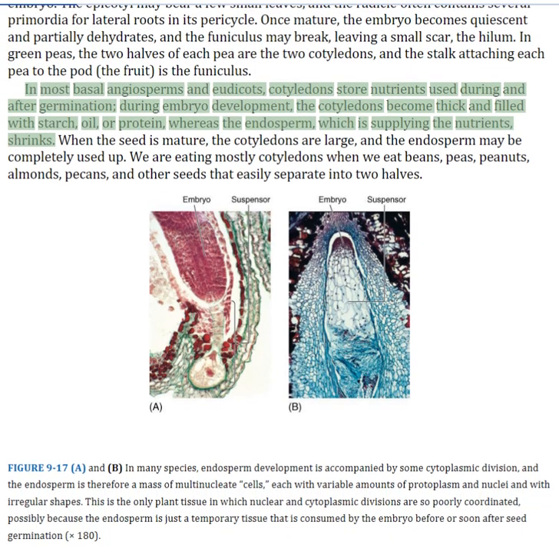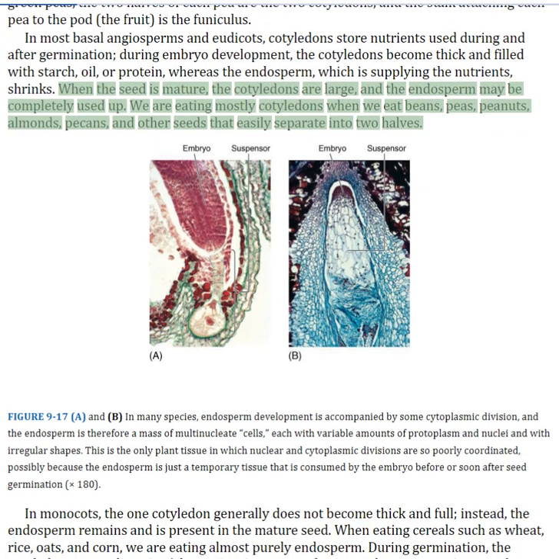In most basal angiosperms and eudicots, cotyledons store nutrients used during and after germination. During embryo development, the cotyledons become thick and filled with starch, oil, or protein, whereas the endosperm, which is supplying the nutrients, shrinks. When the seed is mature, the cotyledons are large, and the endosperm may be completely used up. We are eating mostly cotyledons when we eat beans, peas, peanuts, almonds, pecans, and other seeds that easily separate into two halves.